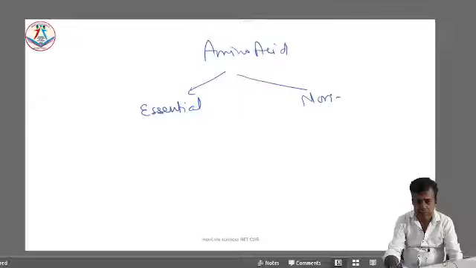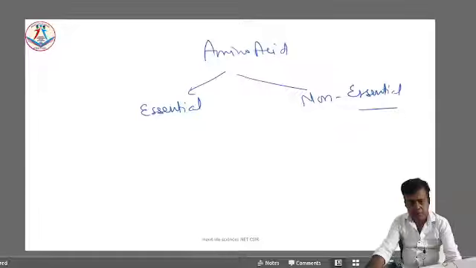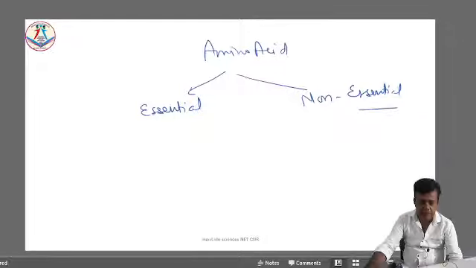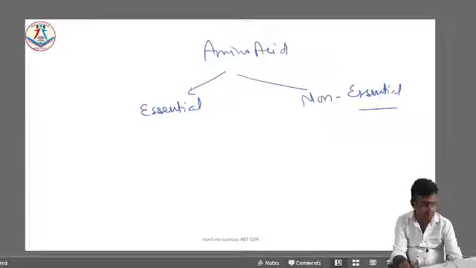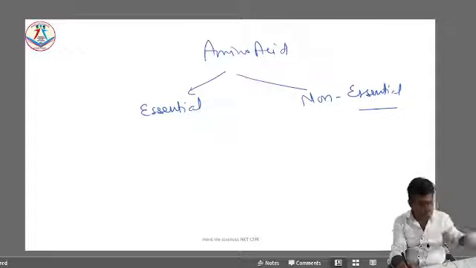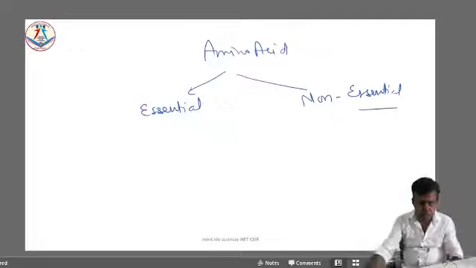Was any homework given to you? Jay Prakash, homework was given about learning the list of polar, non-polar, right? It was given in the last lecture. Yes or no, beta? Tell me. Dhanushree, Jay Prakash, what happened?